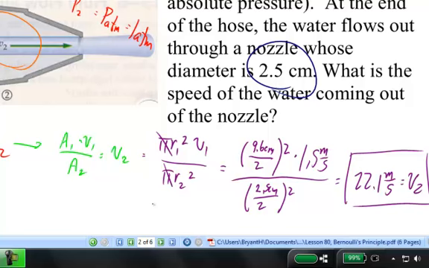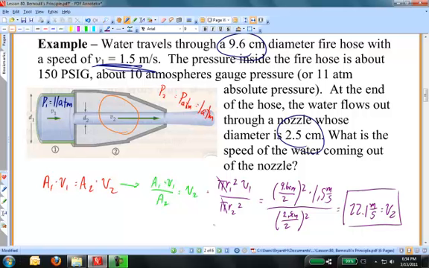An important note: make sure that if you're given diameters, you change them into radii. Since the area goes as the square of the radius, if you accidentally put the diameter in, then your ratio is going to be a bit large. So make sure you convert things to radii.